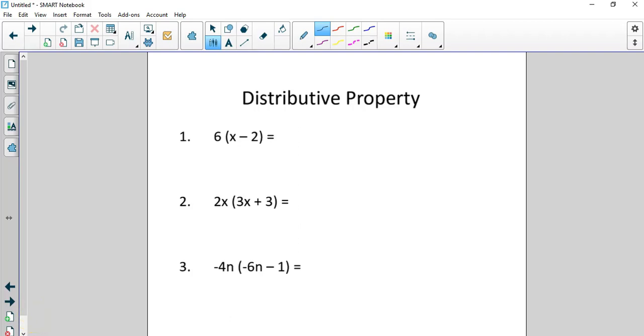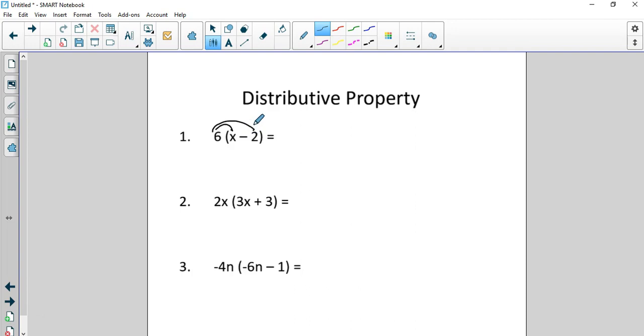Okay, on the next section, the distributive property. When you distribute, you share. If someone asked you to distribute pencils to everyone in the room, you'd give everybody a pencil. If you were distributing candy, you'd give everyone candy. Well, here we're distributing a 6 to the x and to the -2. Pay attention to that -2.